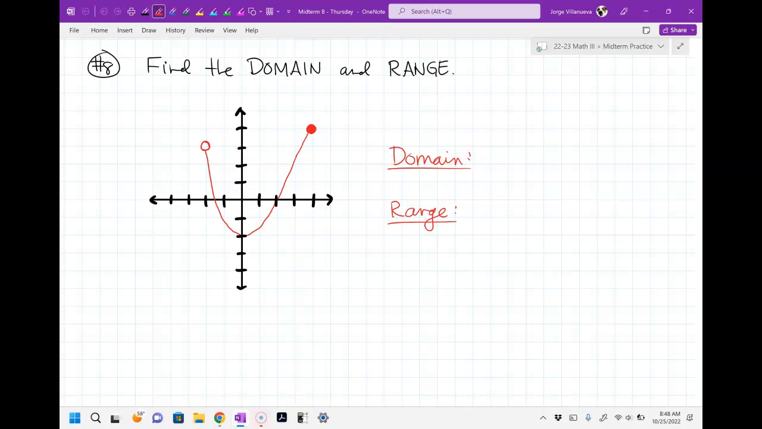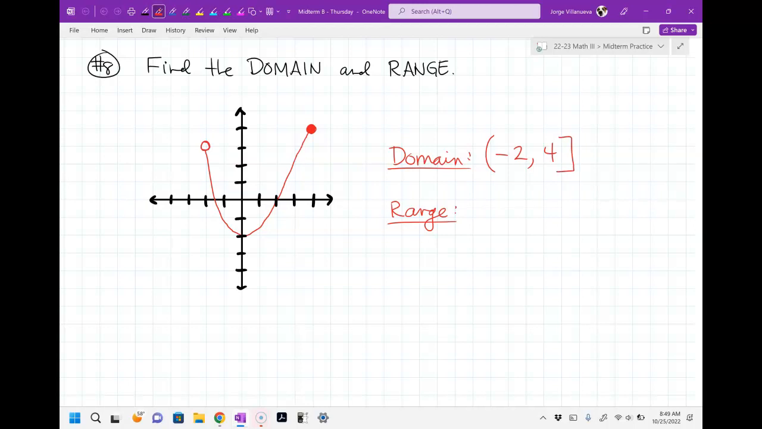Okay? So my domain asks how far left and how far right am I going? So how far left am I? Negative 2. How far right am I? Positive 4. From here to here, left to right. No infinity because there's no arrowhead, right? The arrowheads are what create the infinity, right? So should I include negative 2? No, because there's an open circle. Should I include 4? Yes, so that's a closed one, okay? So there you go. There's your domain.